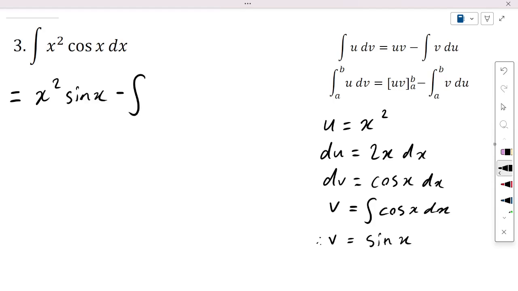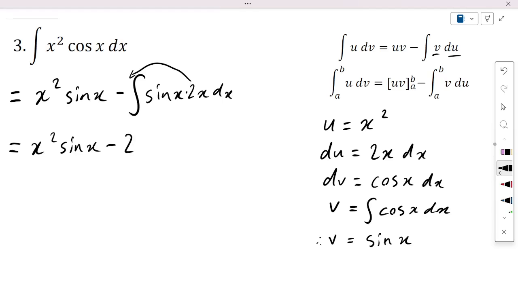minus the integral of v multiplied by du. V is equal to sine x, and then du is equal to 2x, so it's multiplied by 2x with respect to x. And then let's just take the constant out, like so. We're going to have x squared sine of x minus 2 integral of x times sine x with respect to x. Now it looks a little bit better to integrate.